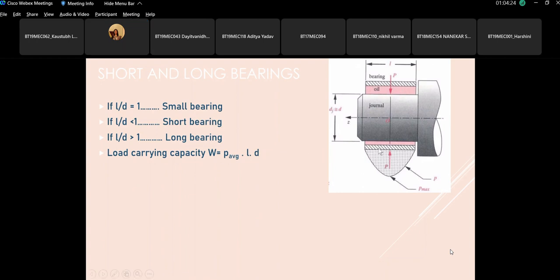Now, depending upon the pressure distribution, we get an average pressure. When this average pressure is multiplied with L and D, this decides the load carrying capacity of a journal. So load carrying capacity is average pressure multiplied by the cross-section area. So the L by D ratio is very important because it decides the load carrying capacity. When L by D is large, the load carrying capacity is more because the value of L is more, so W increases. So it's preferred to have a long bearing over a short bearing.